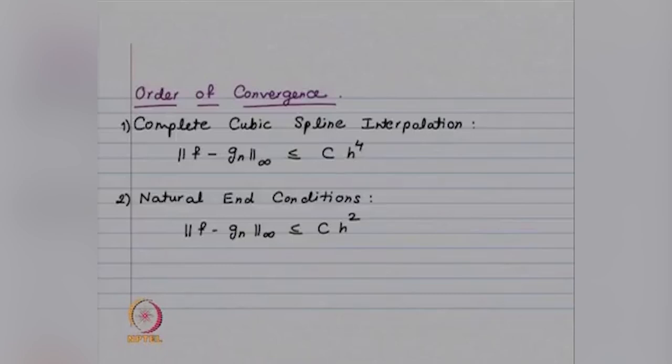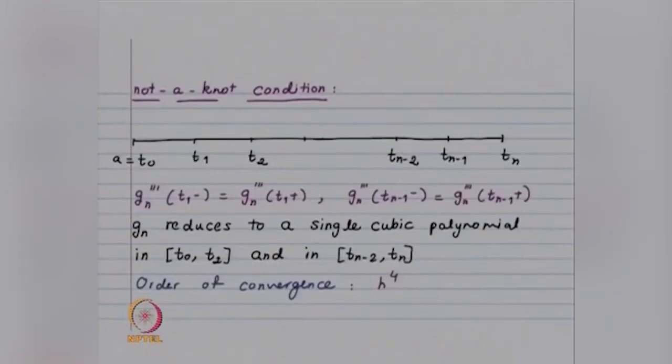Look at the order of convergence. So, as I said, for complete cubic spline interpolation, the infinity norm of f minus g n is less than or equal to a constant times h raised to 4. For the natural end conditions, it reduces to a constant times h square. So, we look at one more condition, which is known as the not a knot condition.